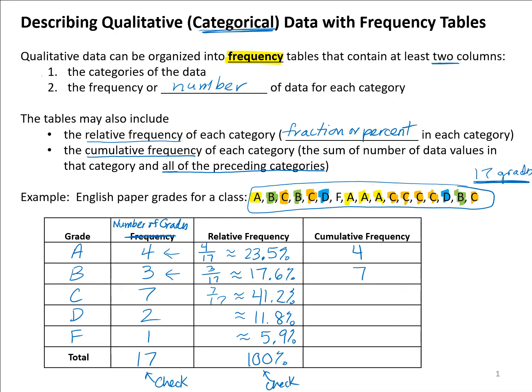So again, what we're doing there is we're basically looking at, I'll kind of highlight it in red here. We're taking what we currently are plus what came before. So our current amount was 3, what came before is 4, so 3 plus 4 is 7. So cumulative is a running total. The next category is the C. We have 7 C's plus what came before, which was 7, means we have 14 grades altogether so far. The next category has 2. 2 plus 14 would be 16 grades. And last category of F has 1, so 16 plus 1 would be 17 grades. So it's a running total.